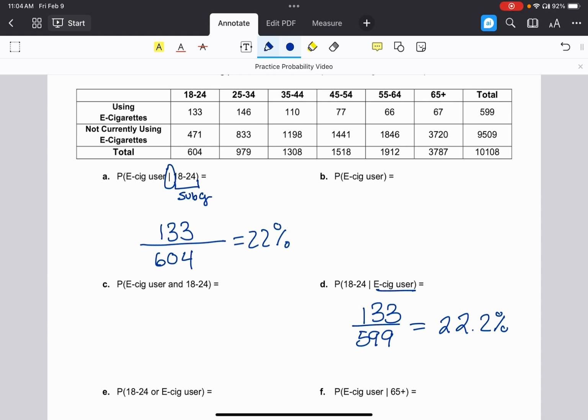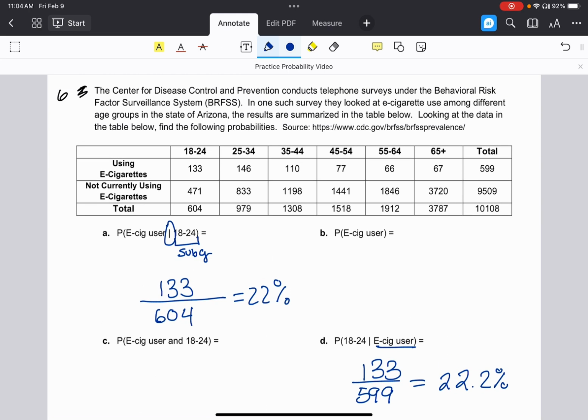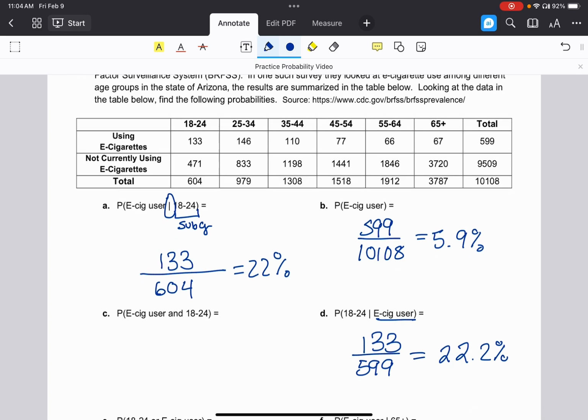In general, though, what's the likelihood of finding someone in this state of Arizona survey data that is an e-cigarette user? That's the 599 people who used e-cigarettes. But out of all the people surveyed in this CDC study, and so that's the 10,108, and that ends up being only a 5.9% likelihood of finding an e-cigarette user, so not high.